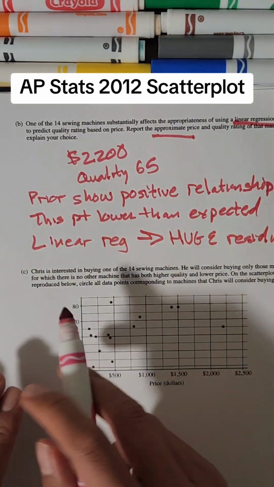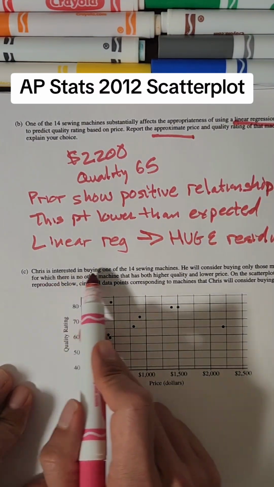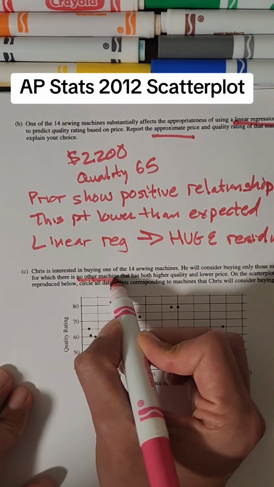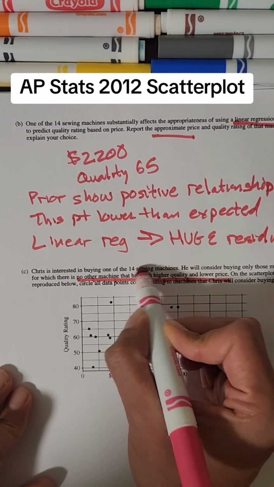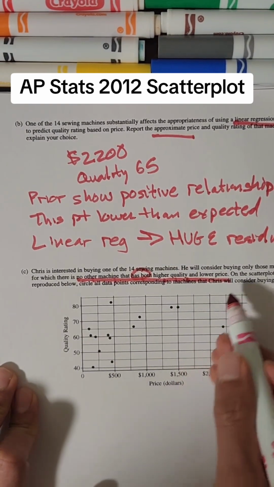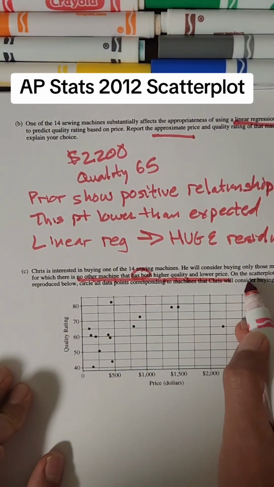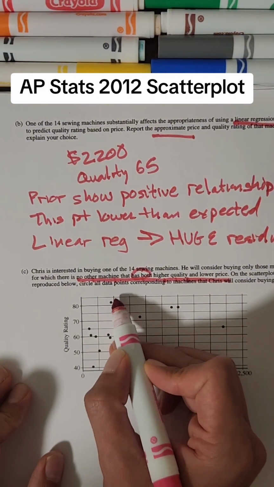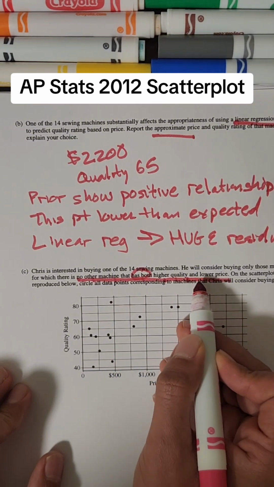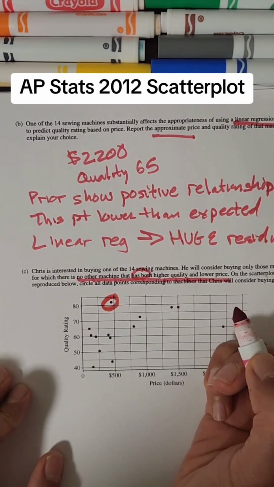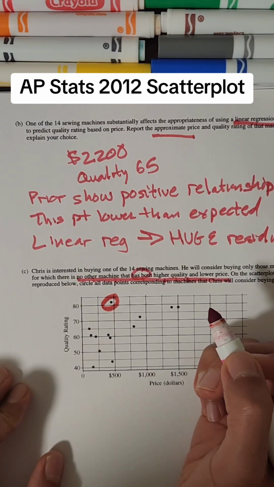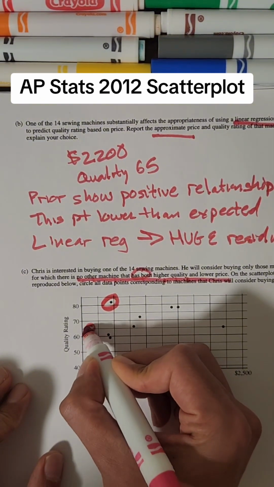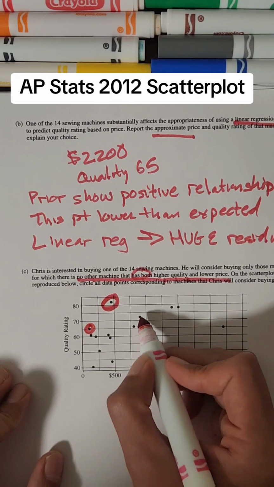Cool. And then finally, we only want to consider machines for which there are no other machines that have higher quality and lower price. Circle all the data points corresponding to machines that Chris will consider buying. First one is definitely this one. You have much higher quality, and there's nothing at a lower price that can beat it, so that's going to be one. And then this one is also high quality, and there's nothing at a lower price that can beat it. That's another one.